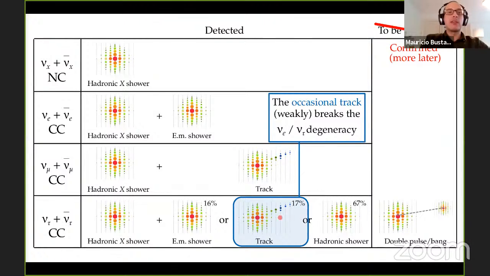Sometimes nu taus, however, make tracks 70% of the time. And that breaks this degeneracy between nu mu and nu tau softly. So that gives us some kind of handle between nu E and nu tau.